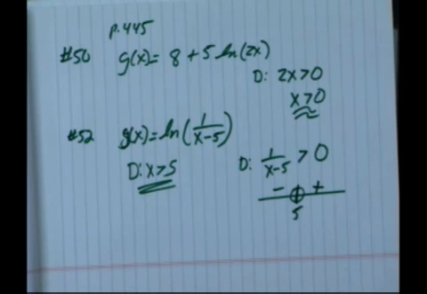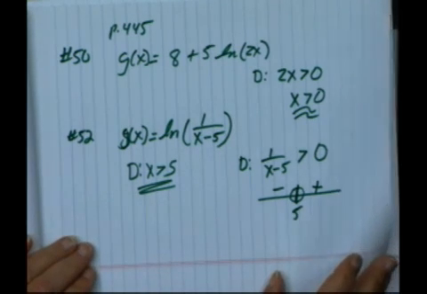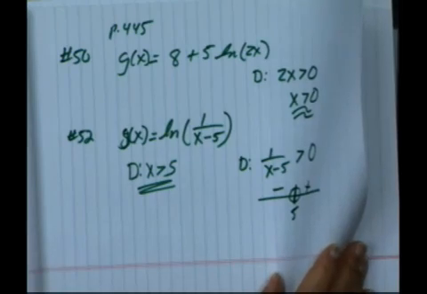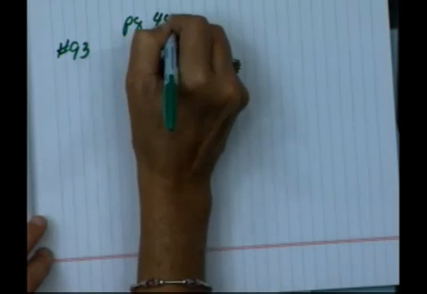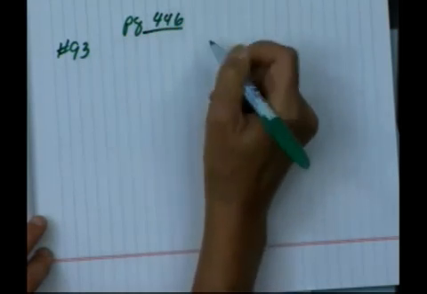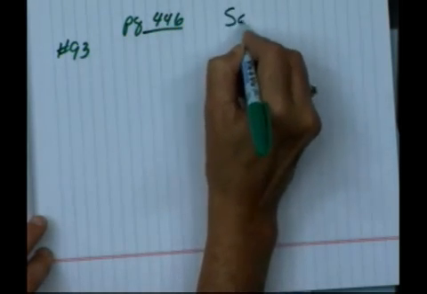Okay? How are we doing, everybody? Good? All right. Let's flip over on page 446, and the next problem is number 89. Oh, that's a transformation. I didn't want to do that. We've already done that. Let's go to problem number 93. This is page 446. The instructions are to solve for x.